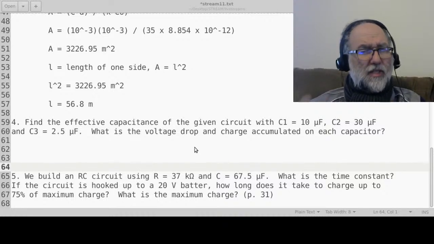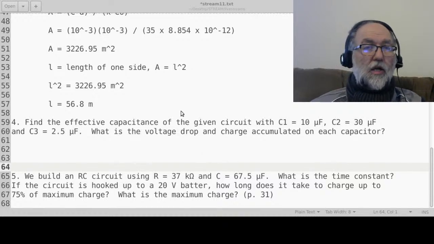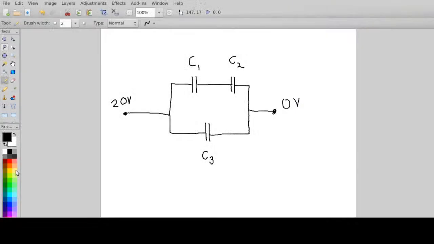Okay, for the multiple resistor problem, what you're going to look for is voltage drops and currents through each resistor. Here, it's going to be the charge accumulated and the voltage drop across each. Okay, so let's take a look at what this looks like.